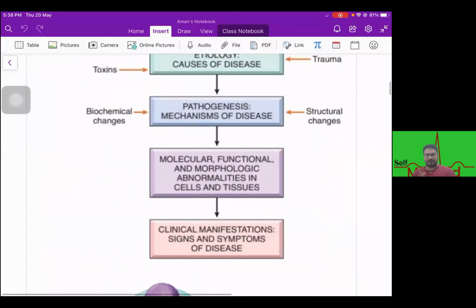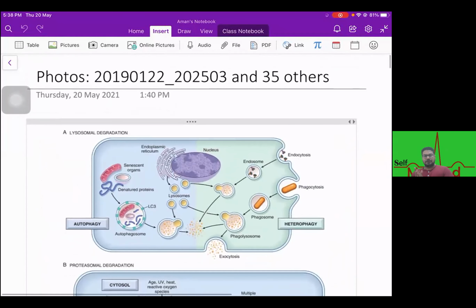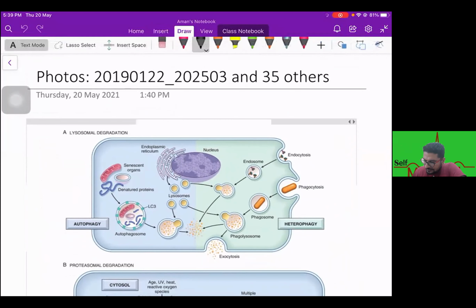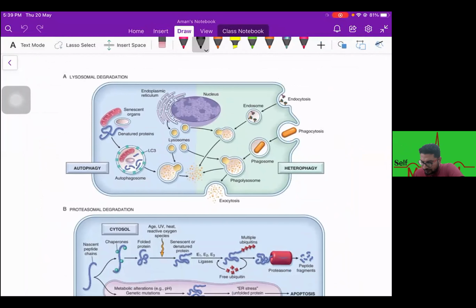Okay, guys. So we are starting the image-based discussion of pathology here. I'll focus on some of the important images that they ask in exams. Based on some facts, some image, they will give you a theoretical question as well. So first, understand this. In this image, you can see this concept is called autophagy. Understand this: you will see the formation of autophagosomes.